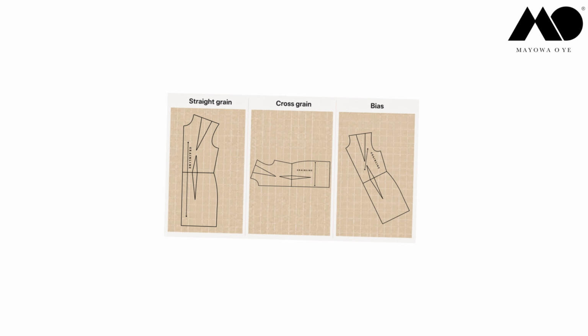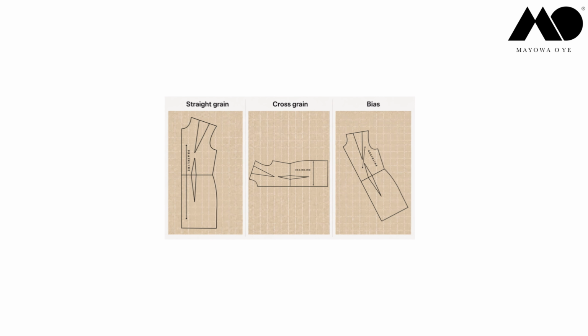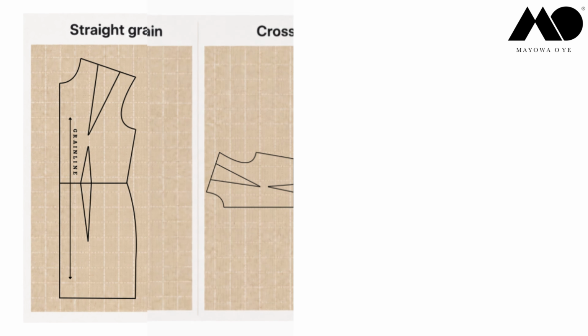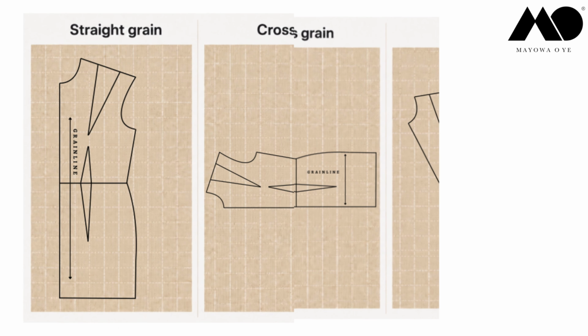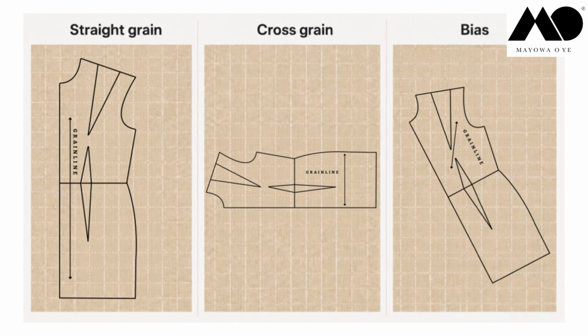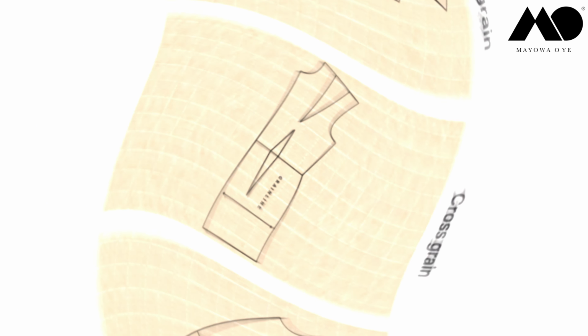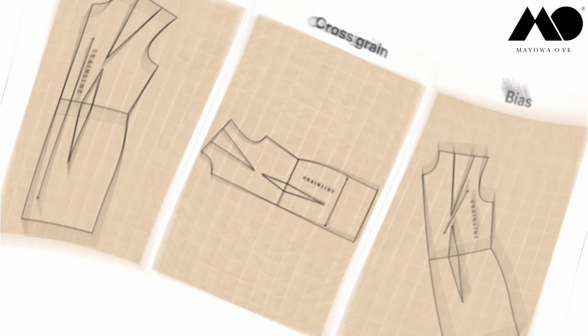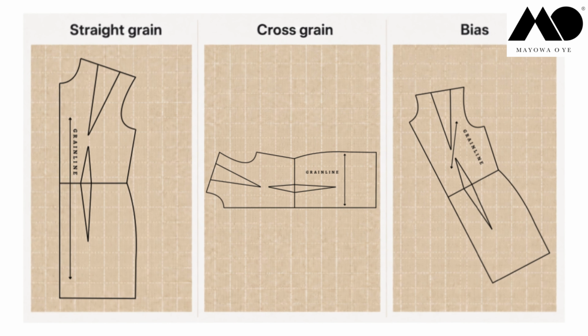Have you ever used a pattern that looked fine on paper, but once you cut it on your fabric, it started hanging differently, twisting weirdly, stretching too much, or just not feeling the way you expected? And sometimes the problem is not the pattern shape. Sometimes it's not even the sewing. Sometimes it's the grain line.